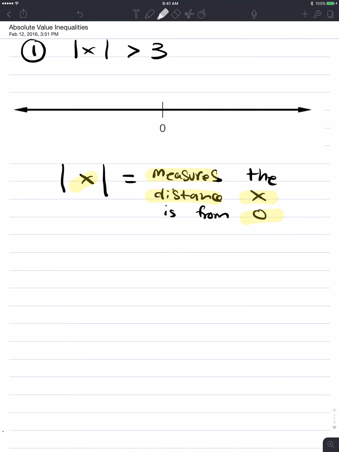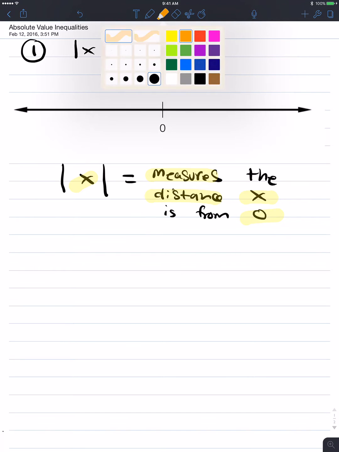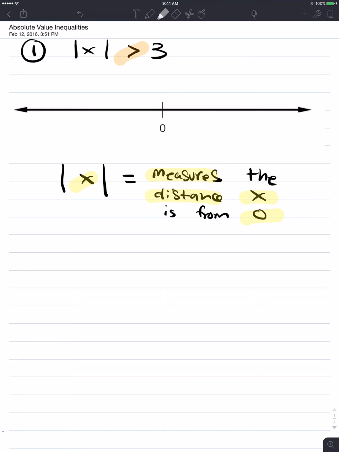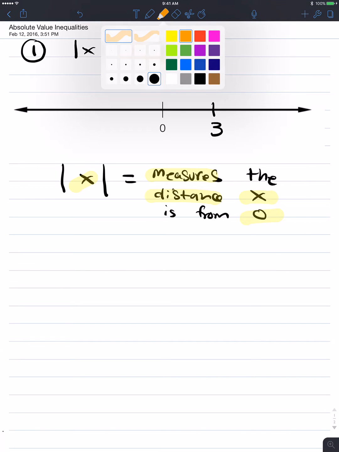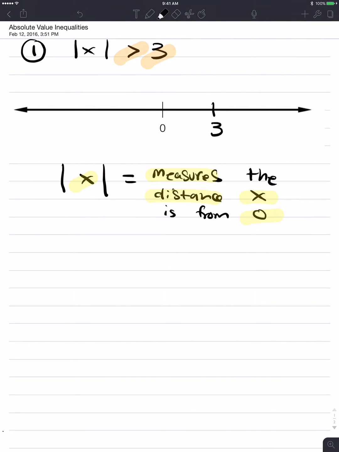So when we read this, we're trying to describe numbers that are more than 3 units from the origin. We start at 3 and we shade the numbers that are more than 3 units from the origin. These are numbers to the right of 3. All of these shaded numbers are more than 3 units from the origin.